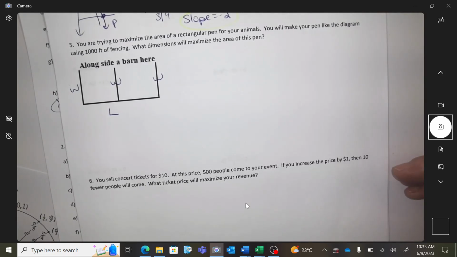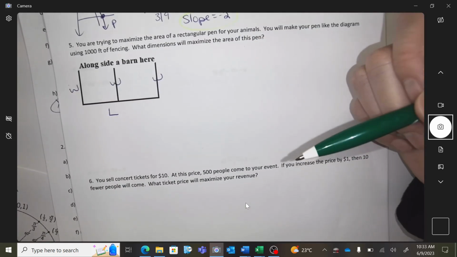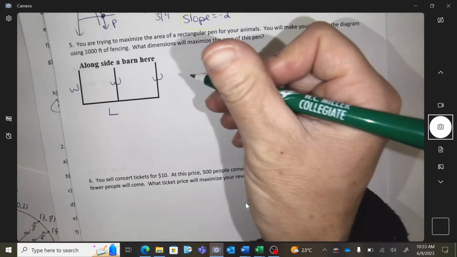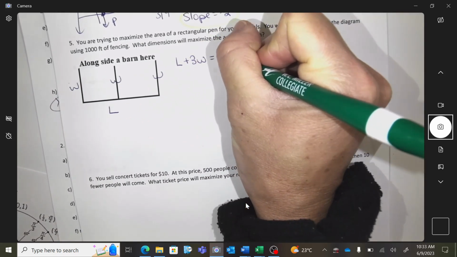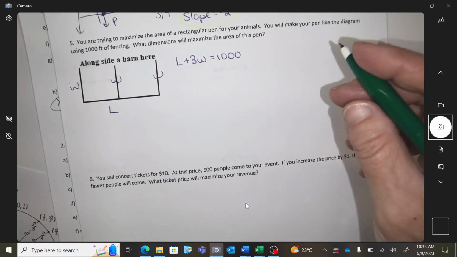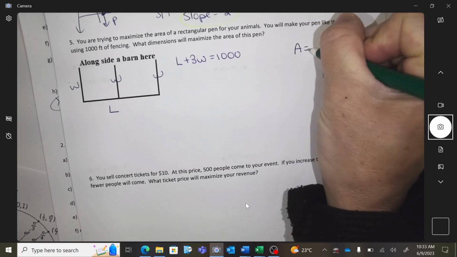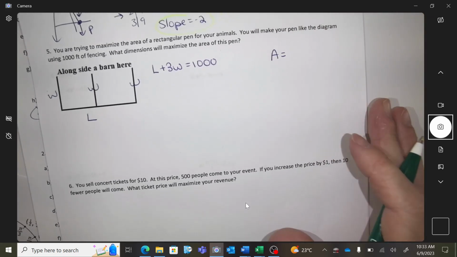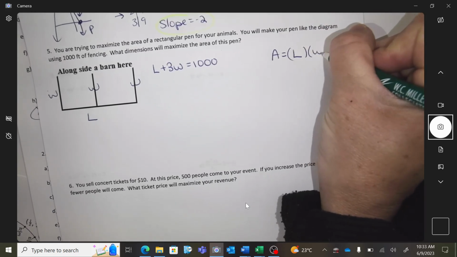Okay, so I'm going to say all of these sides add up to 1,000. So 1L plus 3 of those W's would add up to 1,000. Okay, so that's one piece. Then I want to maximize the area of this. Area of a rectangle is length times width.